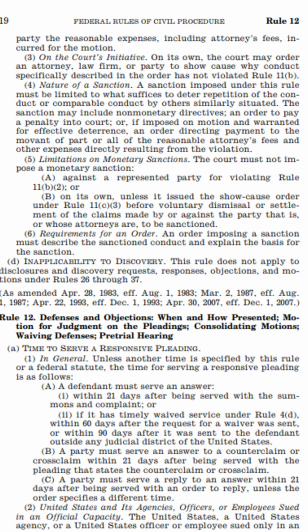5. Limitations on monetary sanctions. The court must not impose a monetary sanction: (A) against a represented party for violating Rule 11(b)(2); or (B) on its own, unless it issued the show-cause order under Rule 11(c)(3), before voluntary dismissal or settlement of the claims made by or against the party that is, or whose attorneys are, to be sanctioned. 6. Requirements for an order. An order imposing a sanction must describe the sanctioned conduct and explain the basis for the sanction.